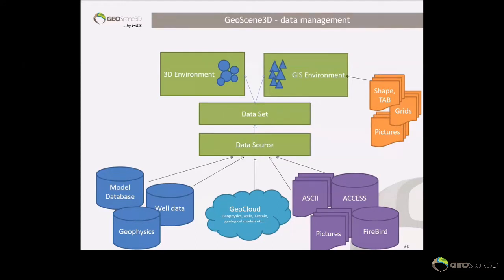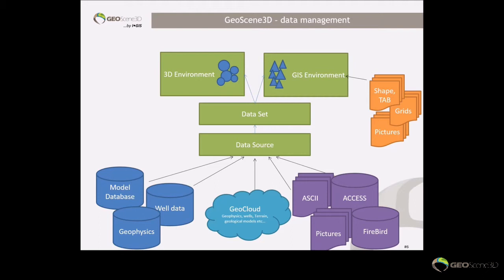This virtual world, the way we manage data and get it into the virtual world is by taking the data into what we call a data source. From the data source, we have a data set, and from the data set, we have an object, which is what is actually the thing visualized in the 3D environment and the GIS environment. So the data management is this 3-step process.